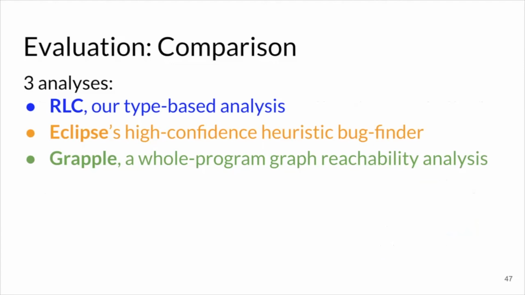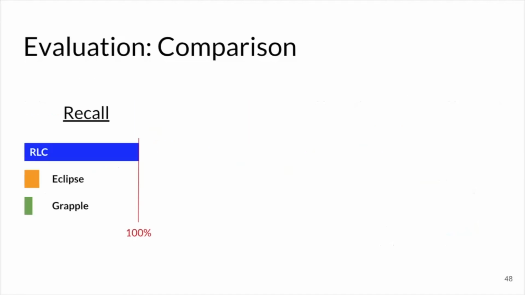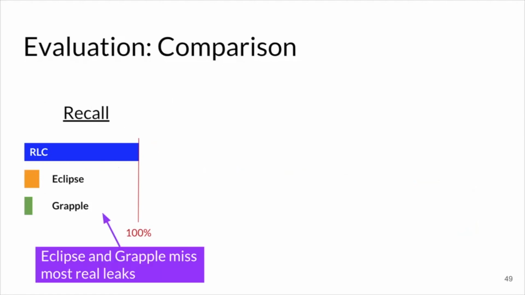We also did a comparison study between our approach and two other state-of-the-art approaches. Right? So our approach is RLC, that's the name of the tool. Then we have the bug finder that's built into the Eclipse IDE. And we also have Grapple, which is a whole program graph reachability analysis that was published at ESEC 2019 and is notable for using a whole program alias analysis. In recall, you can see that RLC is the only one that is sound, so it finds all the bugs, but Eclipse and Grapple miss the vast majority of real leaks.